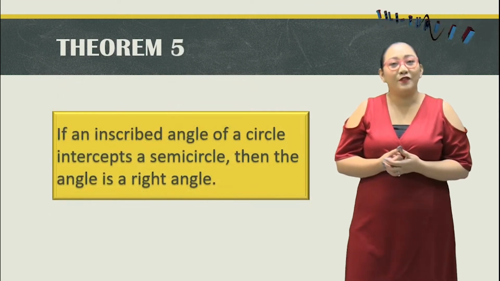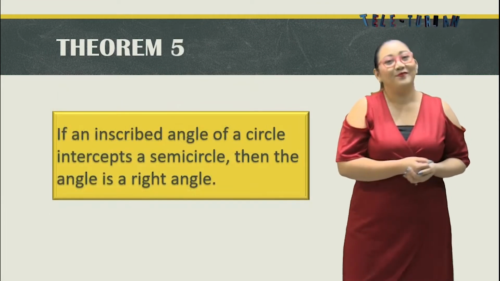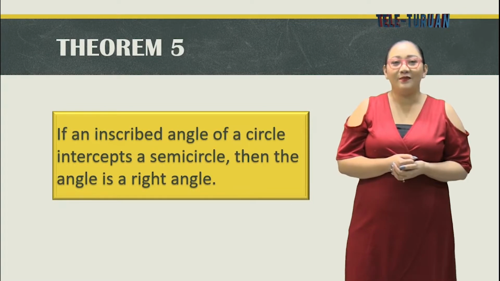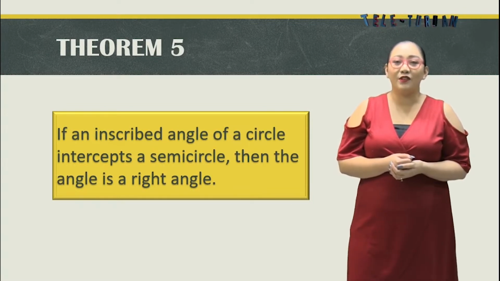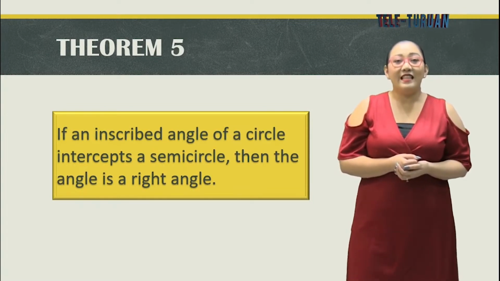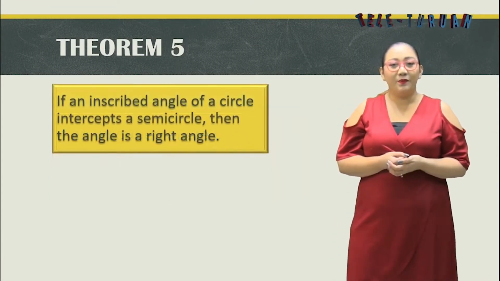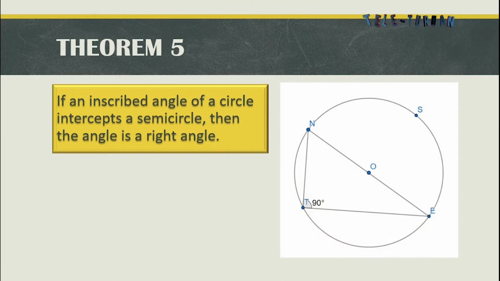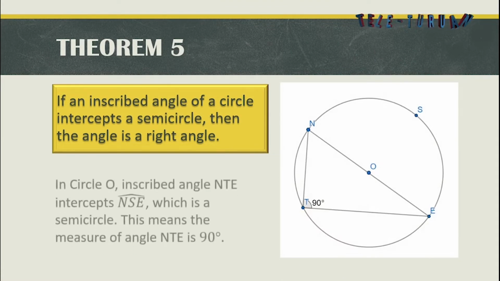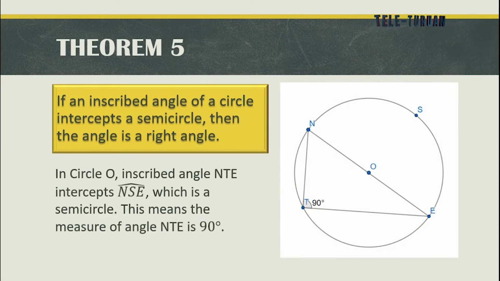Now let's look at the fifth theorem. I hope you're still listening. This is our fifth theorem for today. If an inscribed angle of a circle intercepts a semicircle, then the angle is a right angle. Let's look at our example. I have here circle O, and as you can see, there is an inscribed angle NTE. It intercepts arc NSE, which, as you can see, is a semicircle. This means that the measure of angle NTE is 90 degrees.